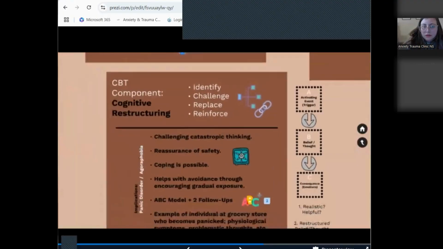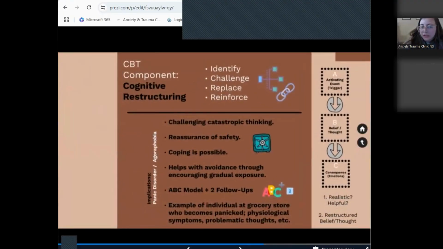All right, so that was a little bit on exposure there. Now I'm going to go through the next component, which is cognitive restructuring.